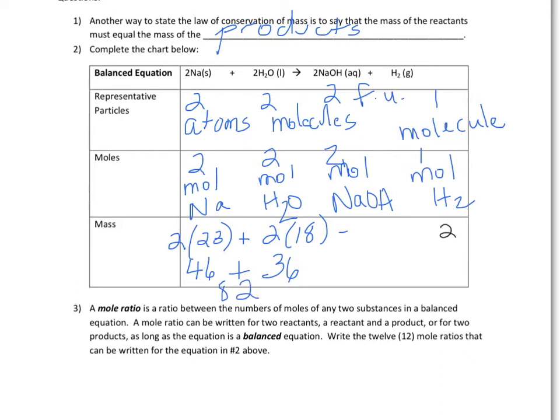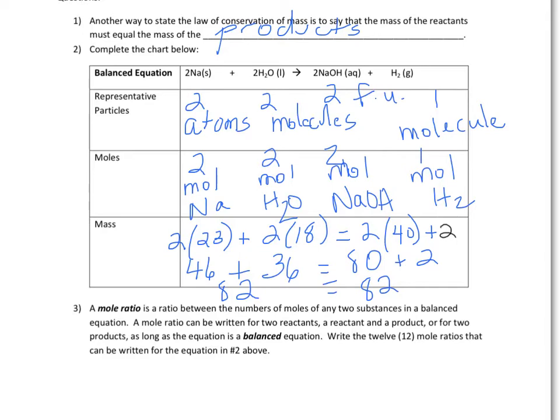Now let's see if that equals what we have on the right side. So 2 moles of sodium hydroxide, well, that's going to be 2 times, if you add sodium, oxygen, and hydrogen, you get 40, right? Plus, apparently I already added 2 here for the hydrogen, so that's going to be 80 plus 2, and lo and behold, that is 82. So why should these mass amounts be the same, everybody? Correct, due to the law of conservation of mass.